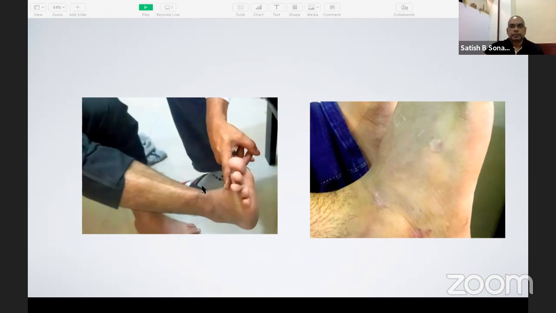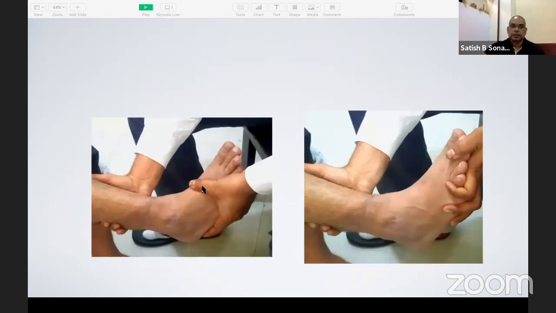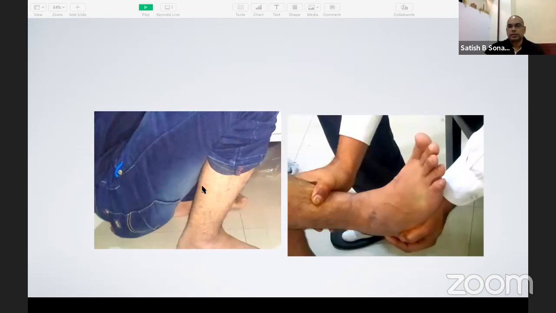The inversion test and talar tilt test is negative. I can see a very thin scar, which is also not much visible. They can do a full squatting. That anterior drawer test is negative.